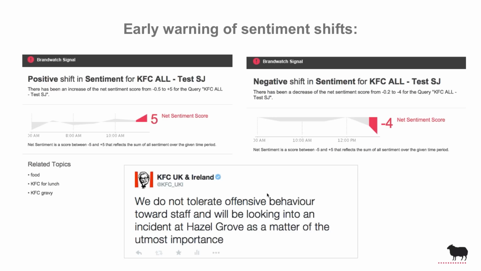And then if we go on to the next slide, an early warning of sentiment shift. So again, this kind of goes on to the crisis management side of things, which again, you can't really pick up on too early. This is something that we've seen for KFC, both positive shifts and negative shifts. So positive shifts are really useful for us so that we understand when we're proactively putting out our content, what is going to catch the engagement and catch the eye of everyone who's talking about KFC.